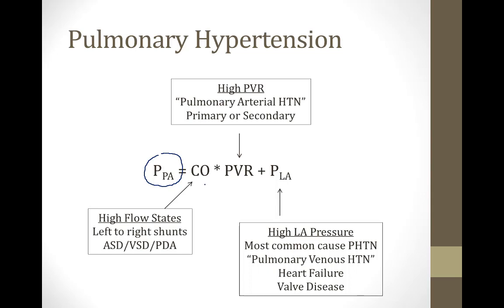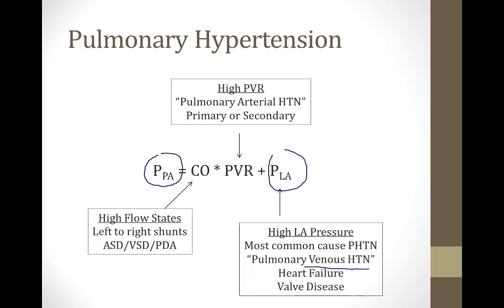And the pressure in the pulmonary arteries is dictated by this equation, which we just derived on the last slide. The most common cause of high pressure in the pulmonary arteries, or pulmonary hypertension, is high left atrial pressure. This is called pulmonary venous hypertension because there is high pressure in the pulmonary veins that drain into the left atrium, and that pressure is being transmitted backwards into the pulmonary arteries.